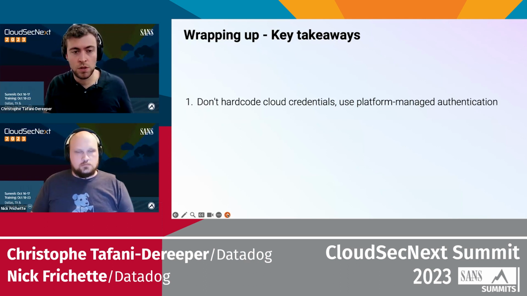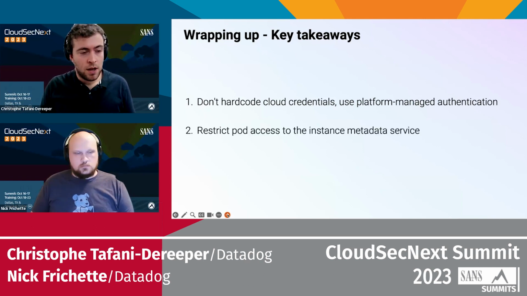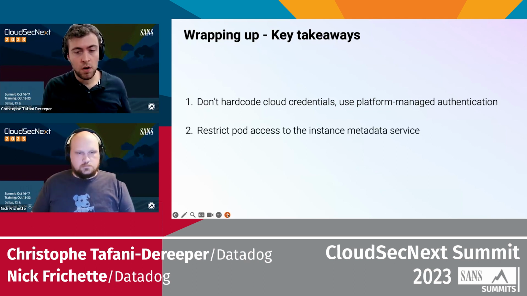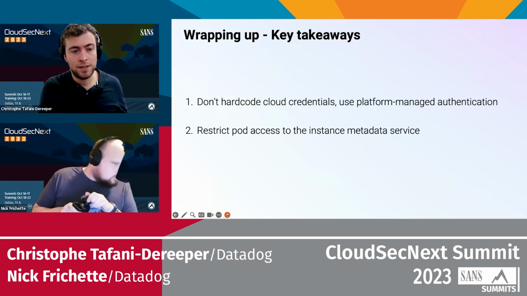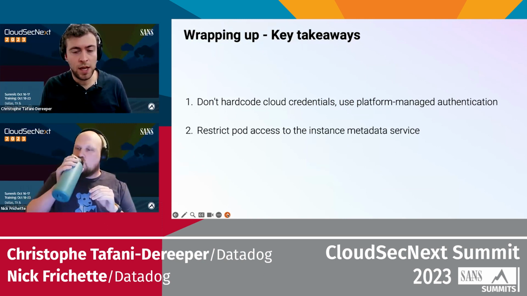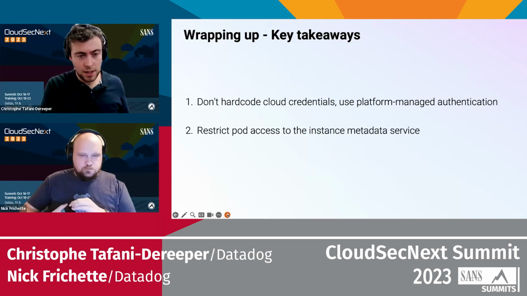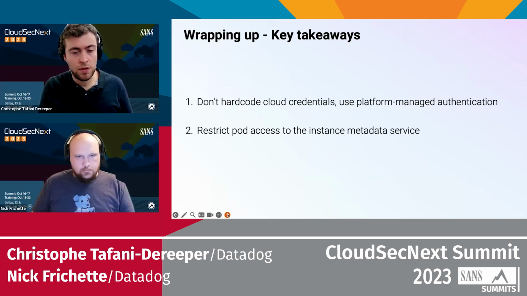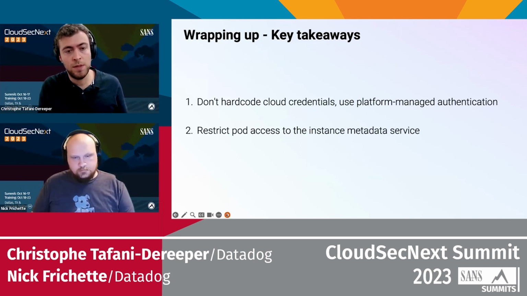So it's much better to use platform managed authentication, which means IAM roles for service accounts in AWS, or workload identity in GKE, or Azure AD workload identity, which is GA since April in Azure. Second one is to make sure that the pods, what runs inside of the pod, cannot access the instance metadata service. So for GKE, it's going to be workload identity. And for AWS and Azure, you need to explicitly block the access to the metadata service, typically through a network policy.